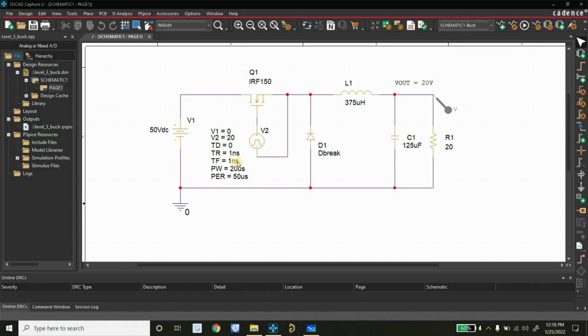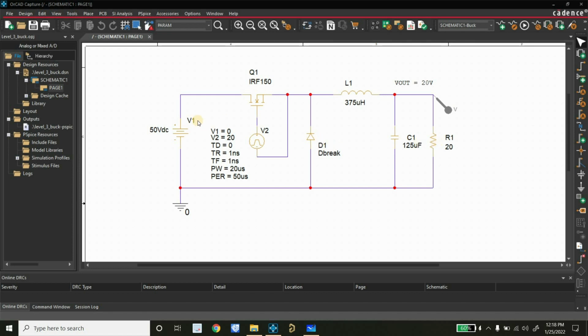Rise time and fall time, we are going to use 1 nanosecond. And the width, or the on time of the pulse, will be 20 microseconds. The time period of the pulse is 50 microseconds. Further, we have connected an inductor, capacitor, load resistor and the diode. We'll discuss how we got these values.